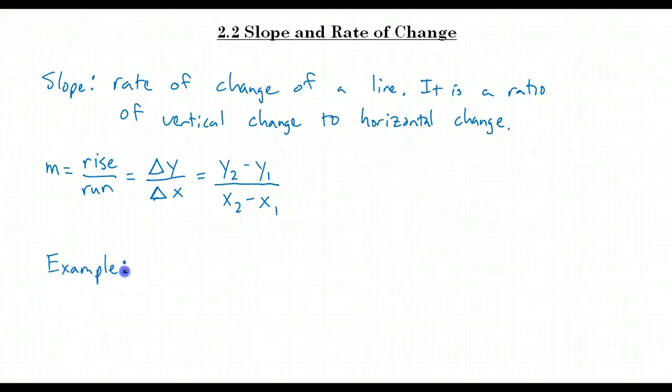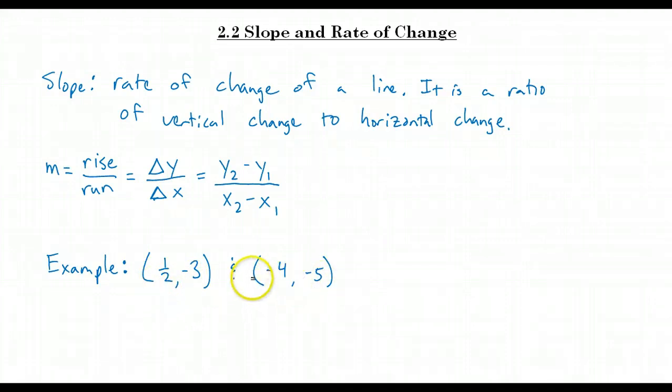An example. Find the slope between (1/2, -3) and (-4, -5). (1/2, -3) and (-4, -5) are 2 points. To find the slope of the line that goes through those 2 points, we're going to use the slope formula. It doesn't matter which point we pick to be x1, y1 and which one to be x2, y2, so I'm just going to go in order.